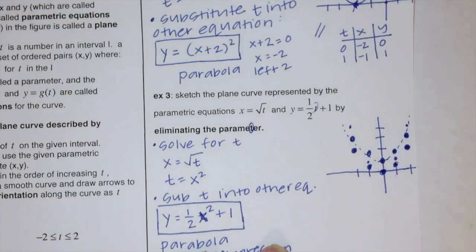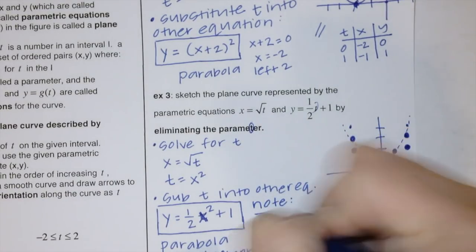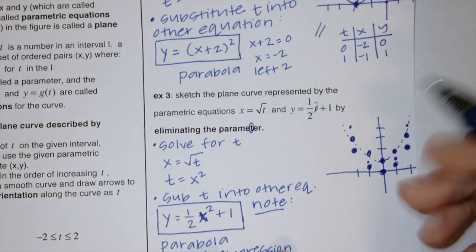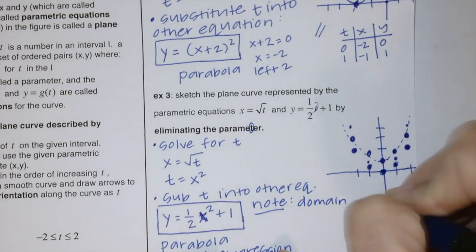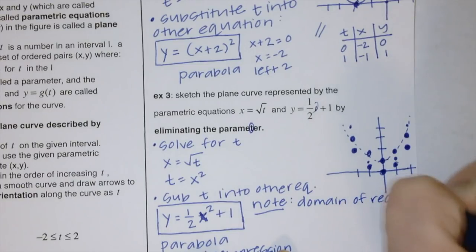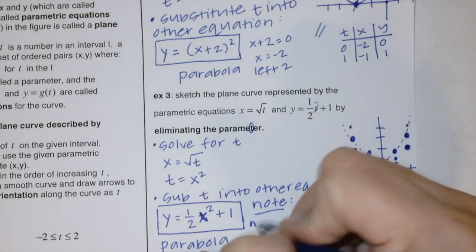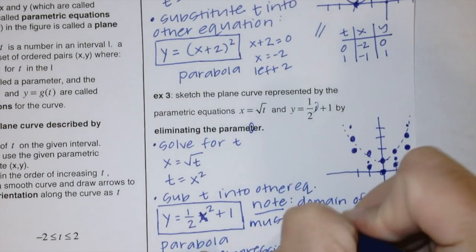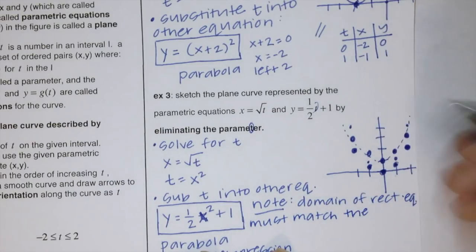Right now I'm not making the full curve. And the reason why I'm not making the full curve is you have to be very, very careful with these. I'm going to write my little note right here for you. So note, okay? The domain of our rectangular equation, which is this guy right here, must match the domain of our parametric equations.